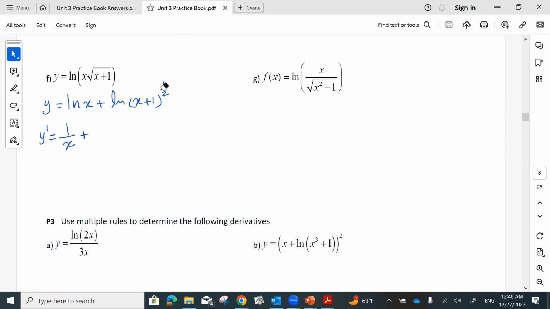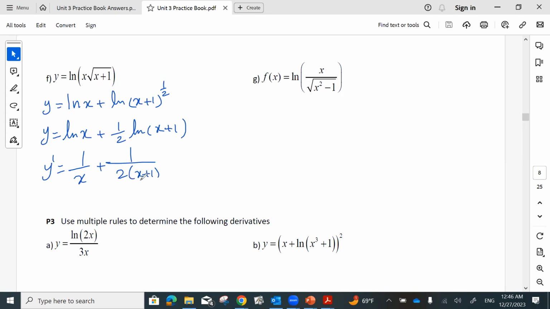Look at that. You can bring half here to be easy to solve. So ignore this step. I just write y equals ln x plus half ln x plus 1. Now derive the function. It's easy. Derivative of ln x is 1 over x plus 1 over 2. The derivative of ln x plus 1 is 1 over x plus 1. So this is the final answer, 1 over x plus 1 over 2 times x plus 1.